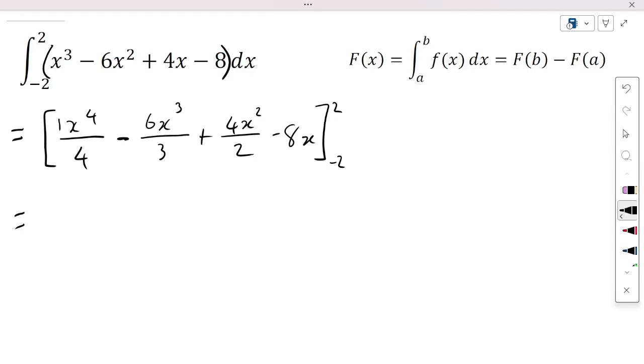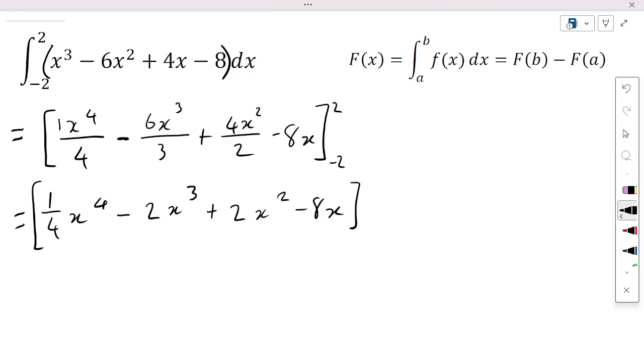We know that this is actually 1 over 4 multiplied by x to the 4th, which means we can write this as 1 over 4 times x to the 4th, like that, minus, and then we have 6 over 3 times x to the 3rd, where 6 over 3 is just equal to 2. Plus, we have 4 over 2 times x squared. 4 over 2 is equal to 2. Minus 8x, and there we go. That's what we have, and the upper and lower limit.